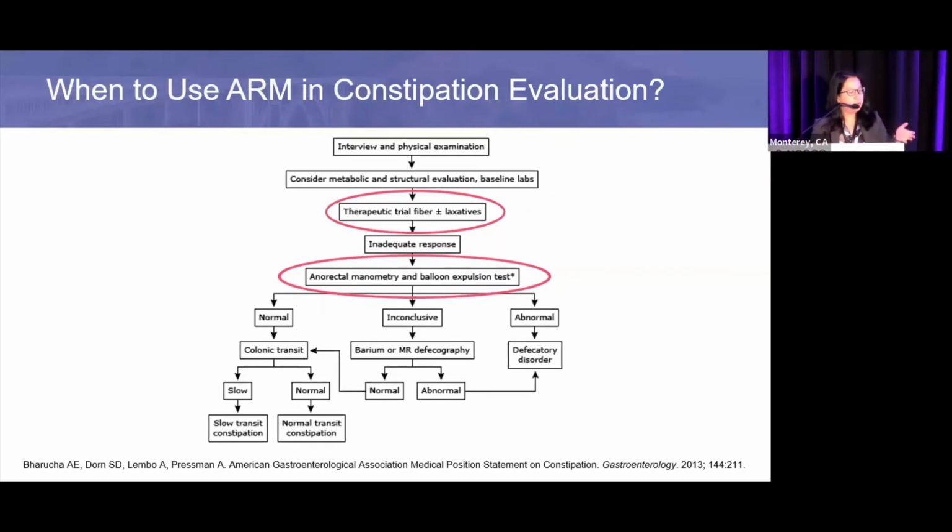You can give them trial fibers, and there's over-the-counter laxative. There's a lot of prescription medication for chronic constipation. We really have a lot of options there. Now, if they don't have adequate response, this is the time you say, okay, well, let's do anorectal manometry and expulsion test to make sure that there's not a defecation disorder. This is more anorectal as opposed to maybe just a small bowel or a large bowel problem.